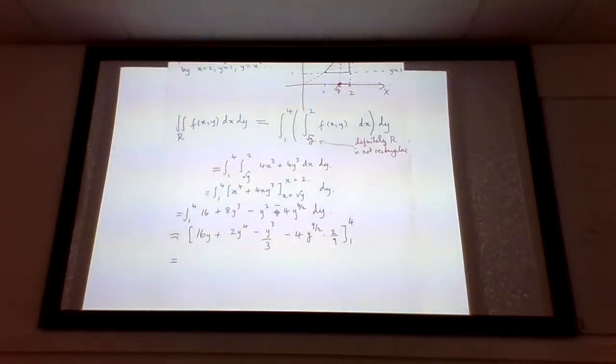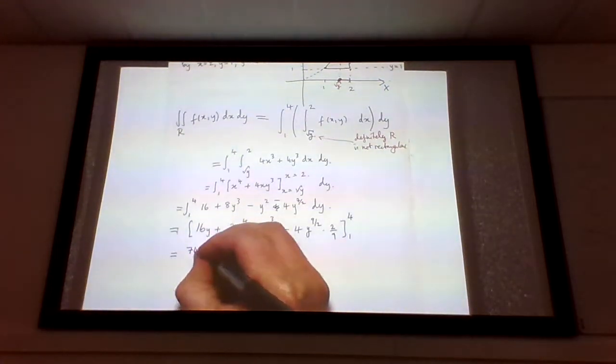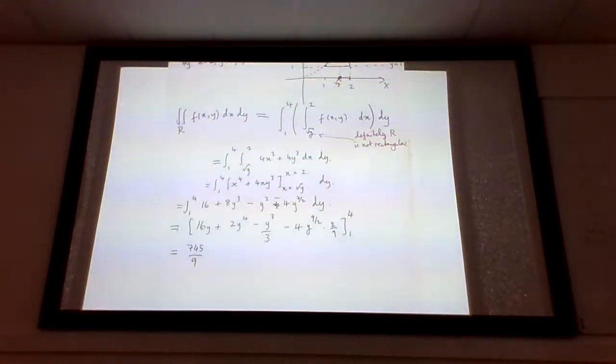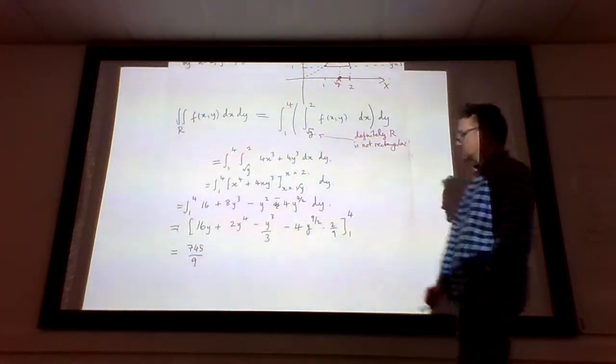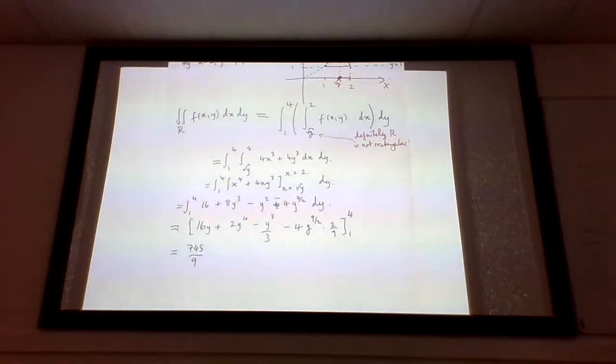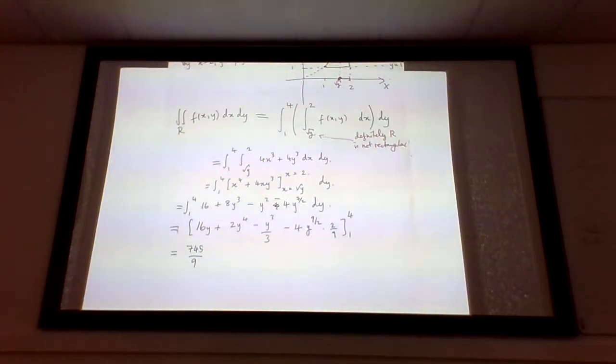If you wanted to sit here for half an hour and watch me work that out, you could, but the answer would appear to be 745 over 9. Over 9, because we got a 9 in the denominator here. That survives. But it's just straightforward arithmetic to evaluate that.